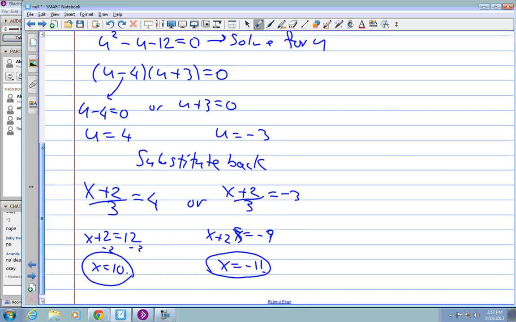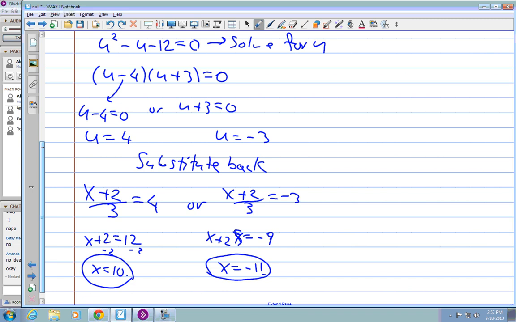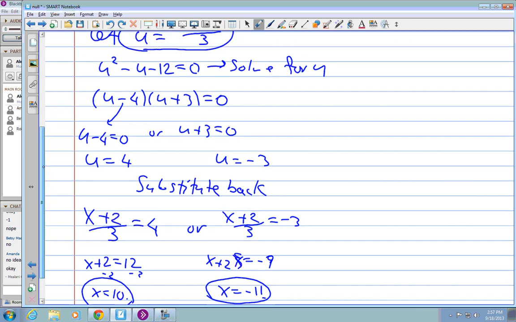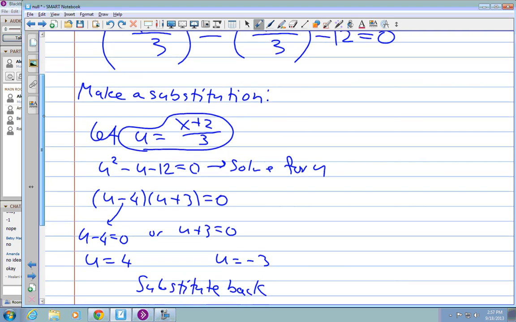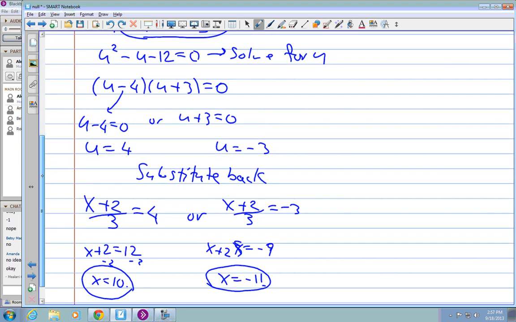And you will see many examples like that, when you have an equation that's not quadratic, but it follows the quadratic pattern, where you have something squared followed by something that's not squared. So you can make a substitution. Okay? That looked like a quadratic. It followed that quadratic pattern. Okay, good.